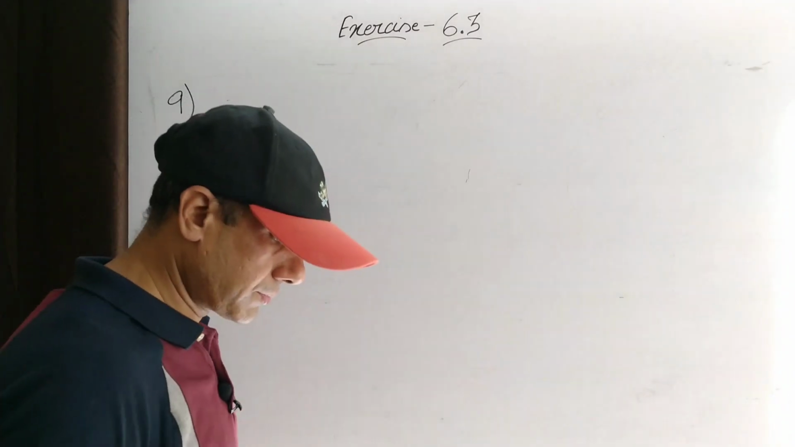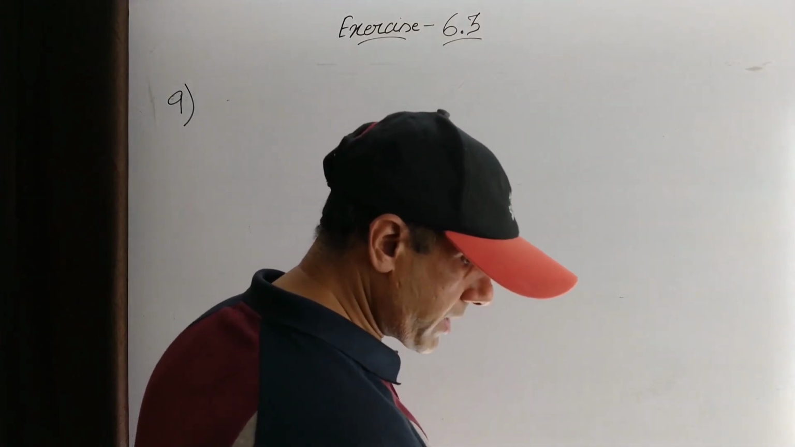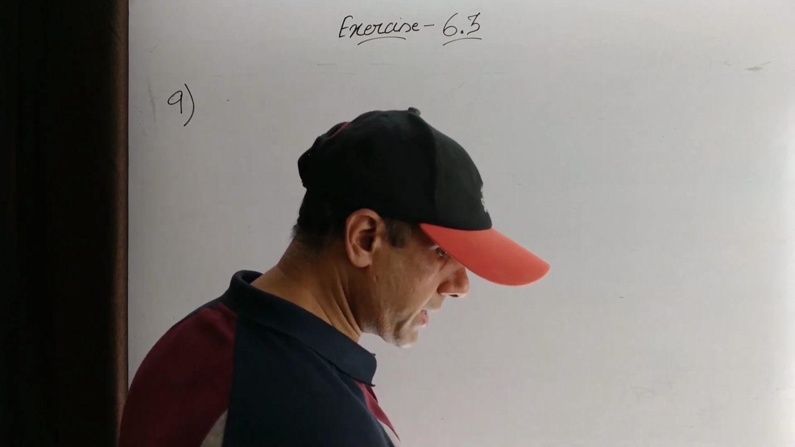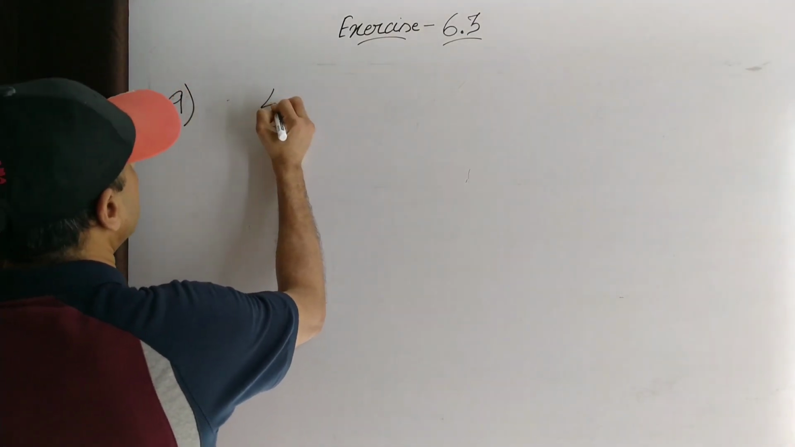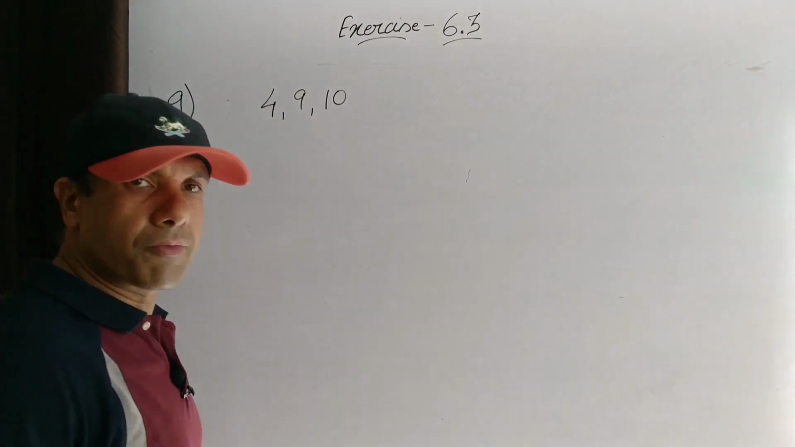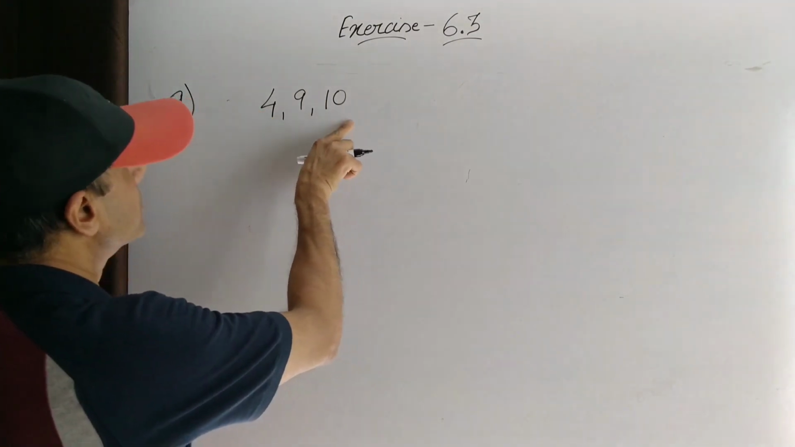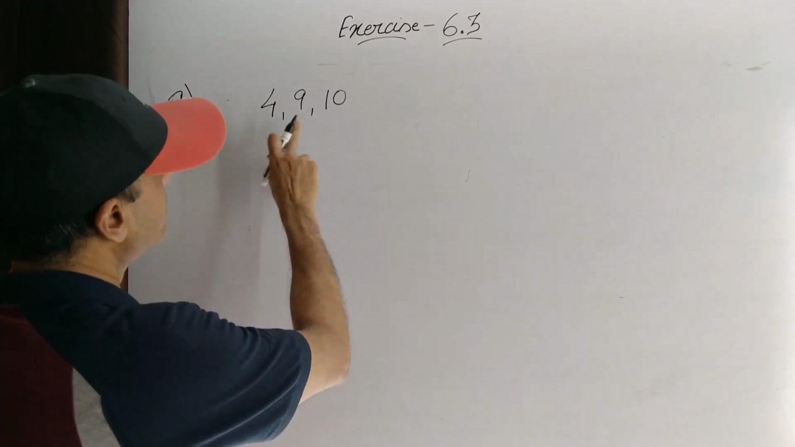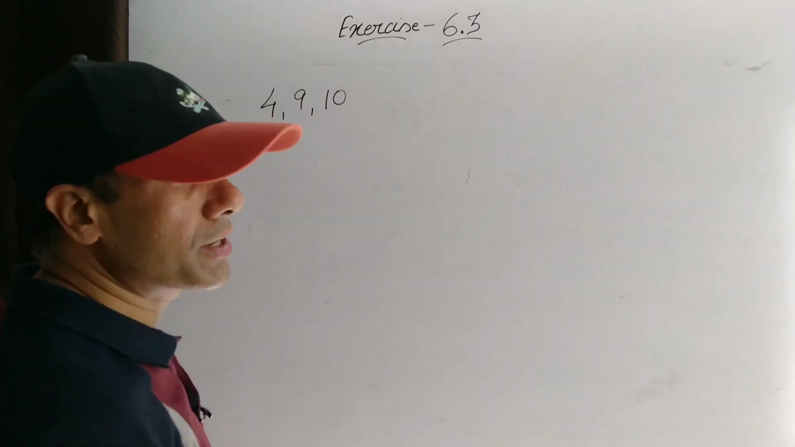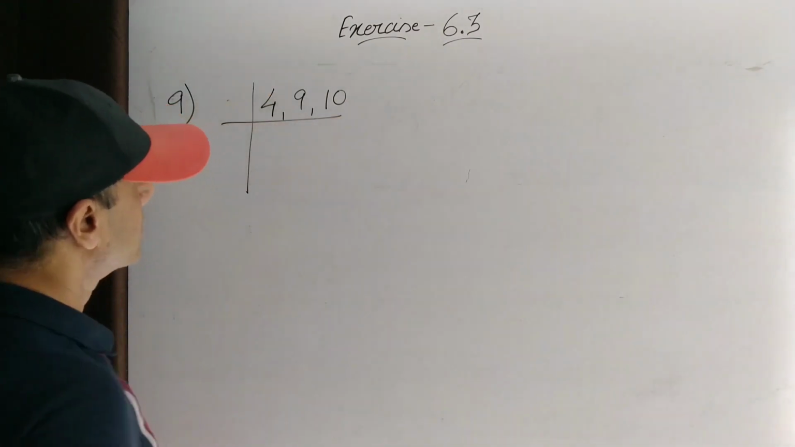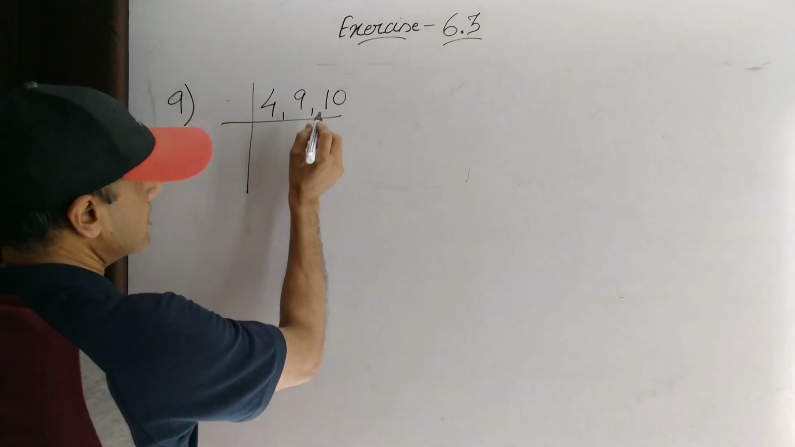Question number 9. Find the smallest square number that is divisible by each of the numbers 4, 9 and 10. So I got 4, 9 and 10. We have to find the smallest square number which is divisible by these three. Let's first find smallest number which is divisible by this. For that we have to find the LCM. So we find the LCM of these three numbers.